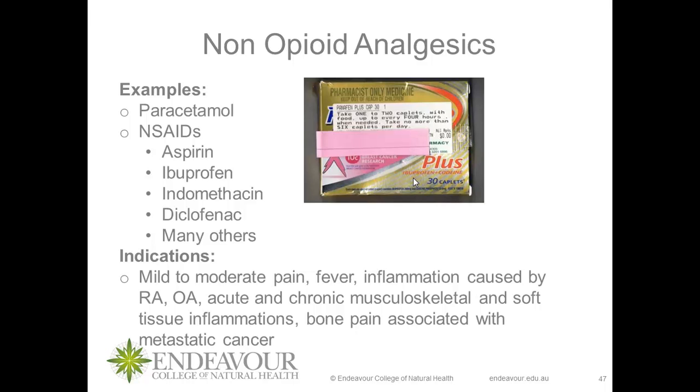Recall also that these non-steroidal anti-inflammatories are indicated for fever, inflammation caused by rheumatoid arthritis, osteoarthritis, and acute and chronic musculoskeletal conditions, or soft tissue inflammations, bone pain, even bone pain associated with metastatic cancer, because it tends to be a mild to moderate pain. Whereas the pain associated with cancer would not be treated with a non-opioid analgesic.